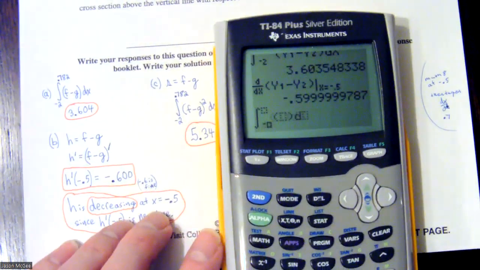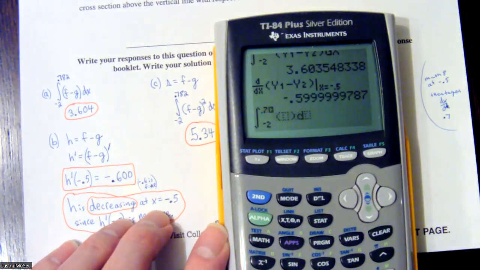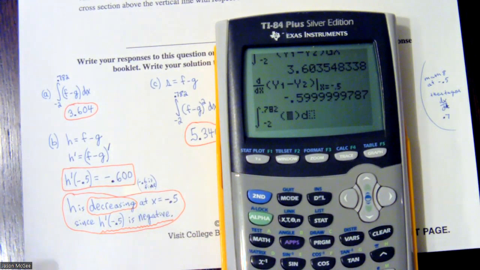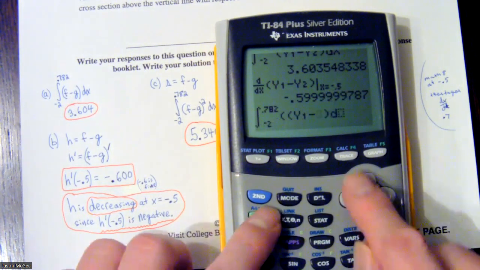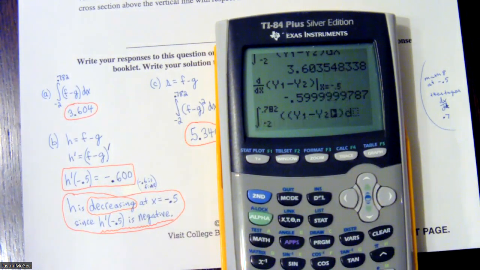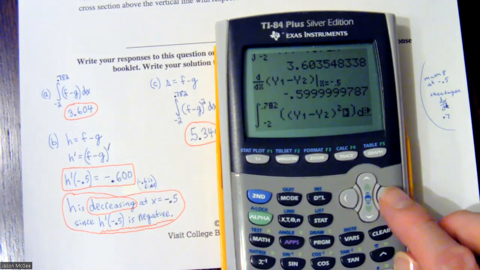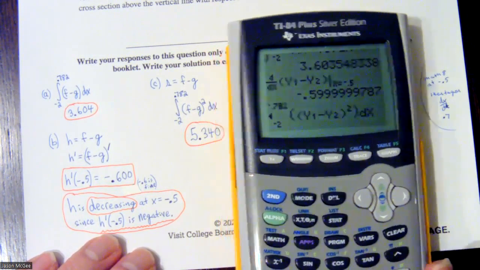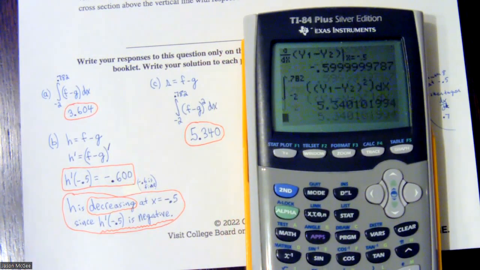We're going to do Math 9, -2, 0.782. And then when I square something, I think I'm going to need another parentheses here. So I'm going to do a parentheses and then my Y1 minus Y2. Close the parentheses, then I can square it. So there's my F minus G squared. You got to remember to put that squared up in there. And then that should calculate that volume for us at 5.340 number there.